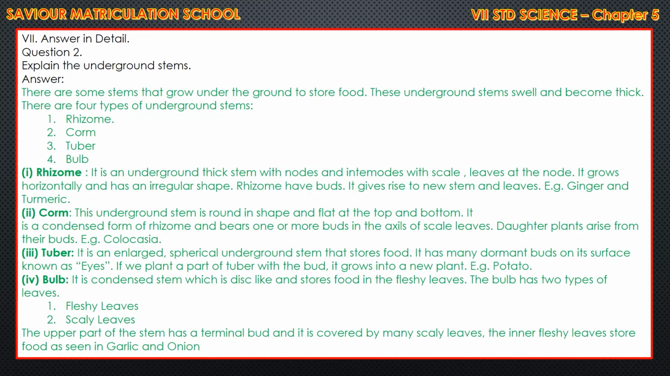It is a condensed stem which is disc-like and stores food in the fleshy leaves. And the bulb has two types of leaves. First one, fleshy leaves. Second, scaly leaves. The upper part of the stem has a terminal bud and it's covered by many scaly leaves. The inner fleshy leaves store food as seen in garlic and onion.